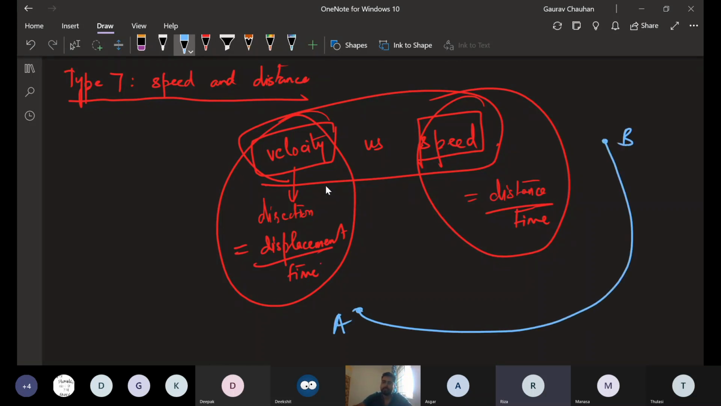A to B, I'm going in this blue line. Then that blue line's full length, I will take a thread and measure. That will be the distance. If I take the shortest path possible, whether I have that path or not does not matter, but I will draw that shortest path. Basically, the shortest path is the line segment from A to B. That will be my displacement.